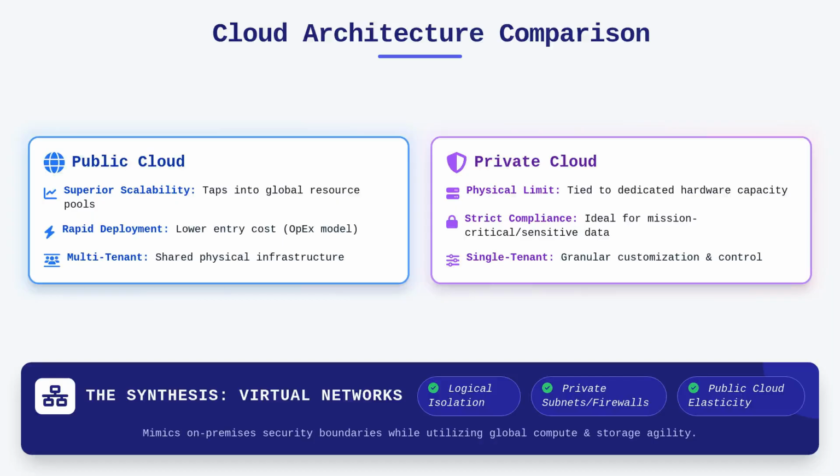By using these logical constructs, architects can build environments that appear private to the application, having their own subnets, routing tables, and firewalls, while physically existing within the broader, multi-tenant public infrastructure. This synthesis allows organizations to maintain control over their data traffic, ensuring that communication between their workloads remains protected from external exposure while still utilizing the agile, scalable services of a global provider.